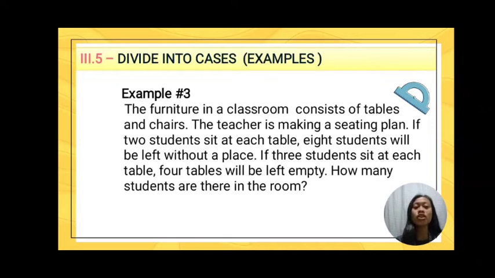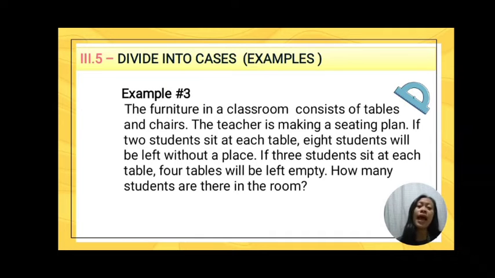So, the furniture in a classroom consists of tables and chairs. The teacher is making a seating plan. If 2 students sit at each table, 8 students will be left without a place. If 3 students sit at each table, 4 tables will be left empty. How many students are there in the room?